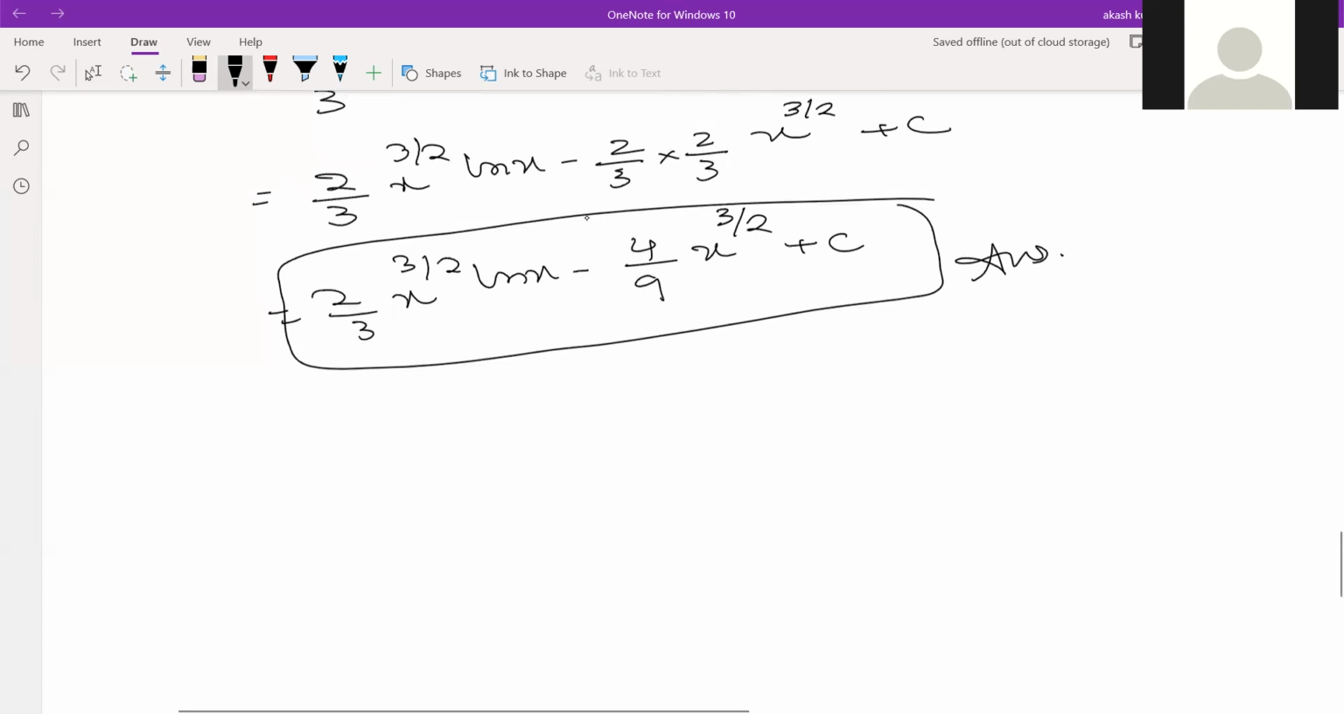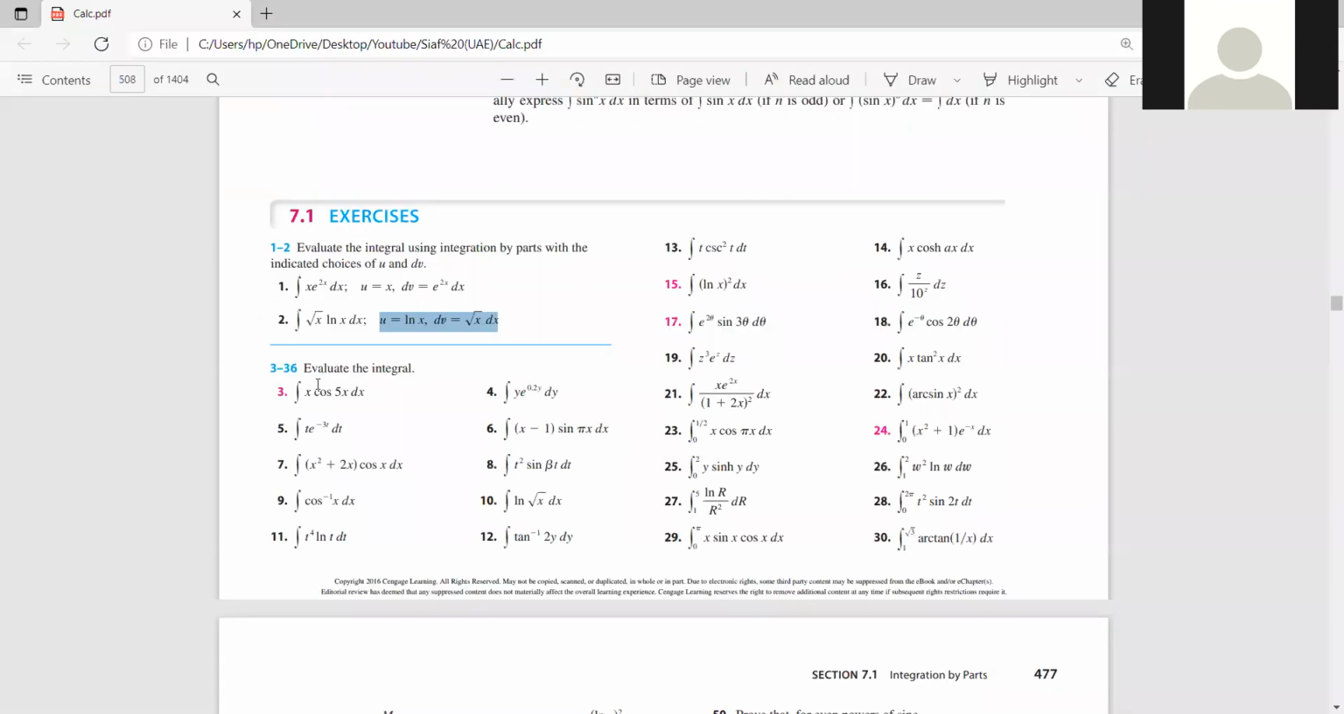Let's get back to the book and do this one. It is a little bit tricky. It is the integral of x cos 5x dx.